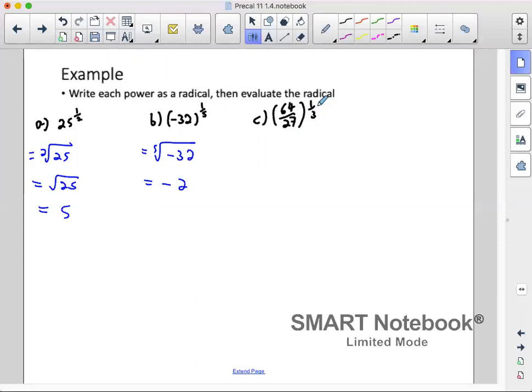This next one, we've got 1/3, so it's going to be the cube root of 64 over 27. Now the cube root of 64 is 4. Cube root of 27 is 3.